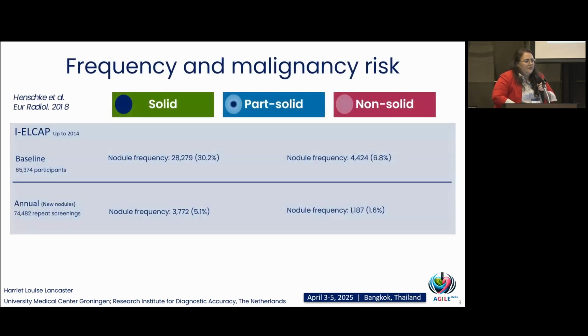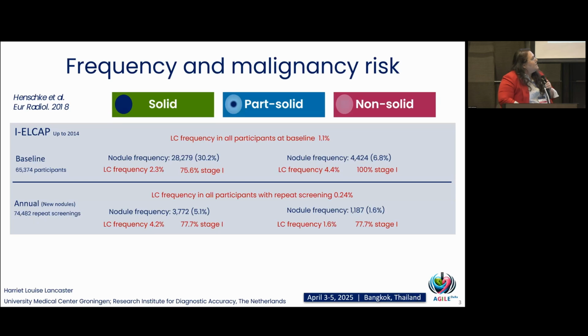So I wanted to look at the frequency of these nodules, how often they occur, and how often one of these nodules could be a malignancy. So we took the data from the I-ELCAP, and as expected, you see that the solid nodules are the most common, both at baseline and at annual. But when you look at the malignancy risk, you see that it is higher in the part solid and the non-solid, but that these nodules are always stage 1, and quite often adenocarcinomas.